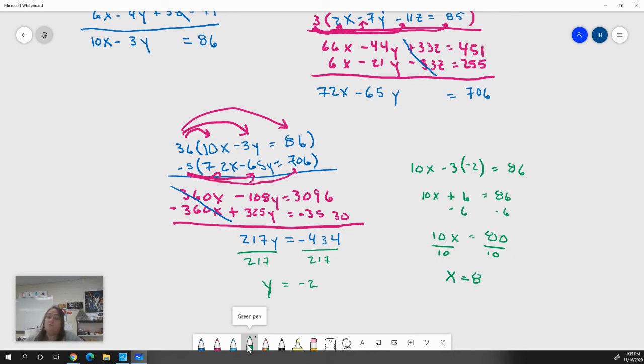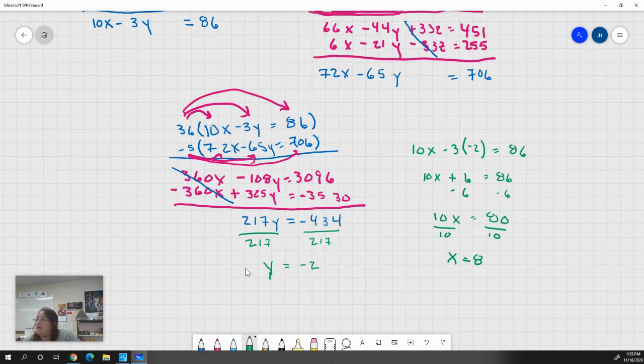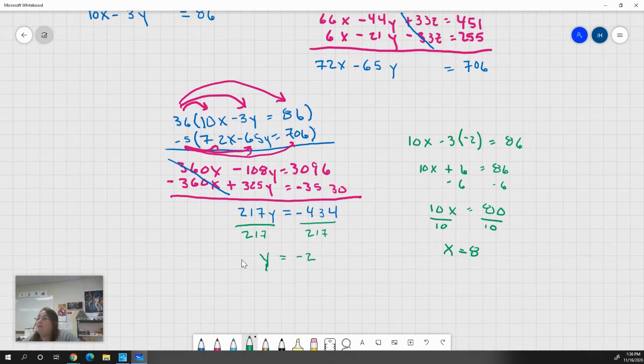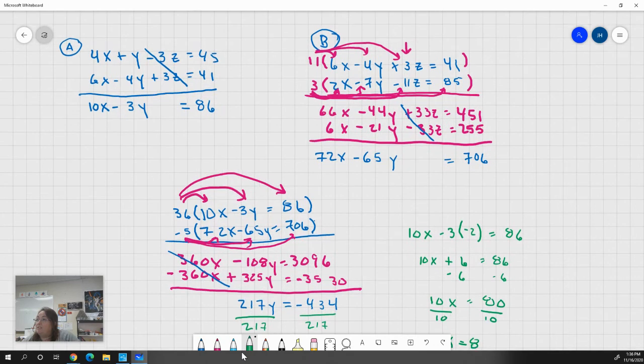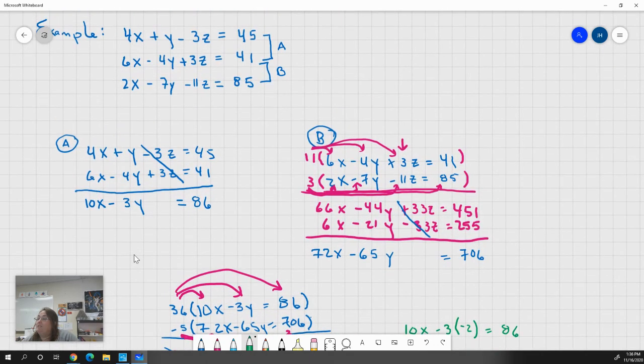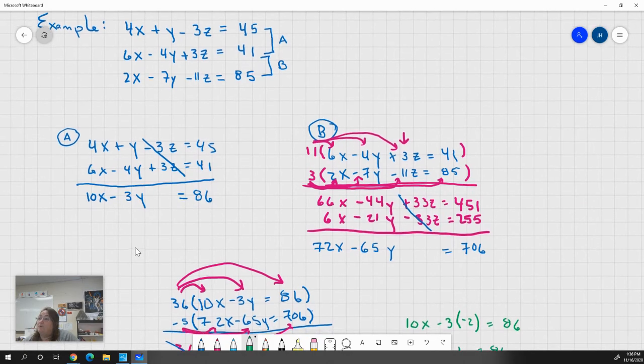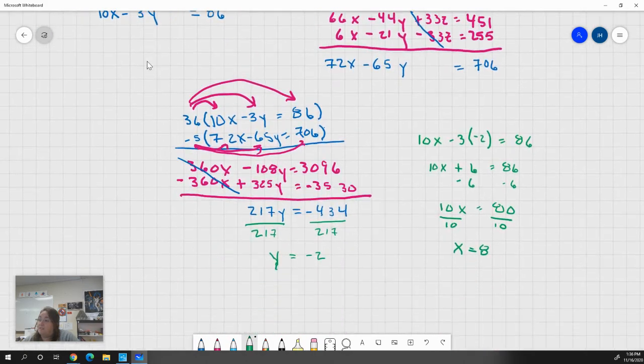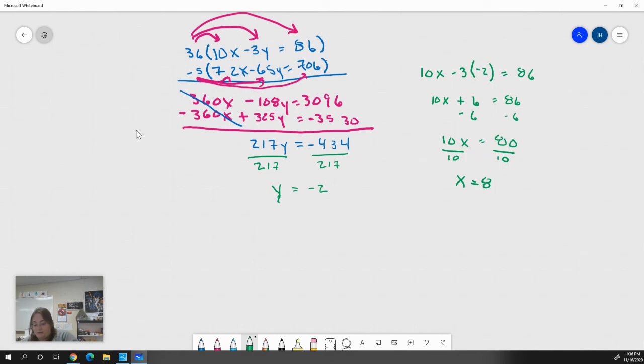So we have found two of our variables now. We know what x and y is. The only thing that we don't know about this equation is what is z. And the way we're going to figure that out is we're going to take our x and y value, and we're going to plug it into one of the original equations. So I'm going to come back up here and I'm going to look at what my original equations are, and I'm going to pick one. I'm going to pick the first one, 4x plus y minus 3z, right? So I'm going to write it down here.